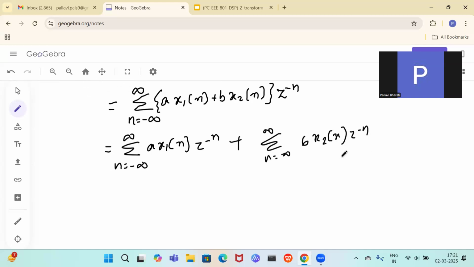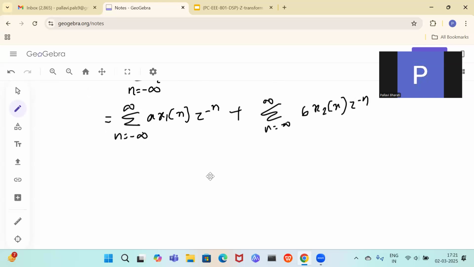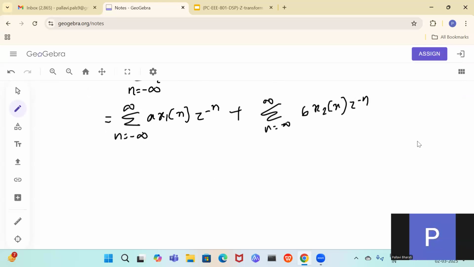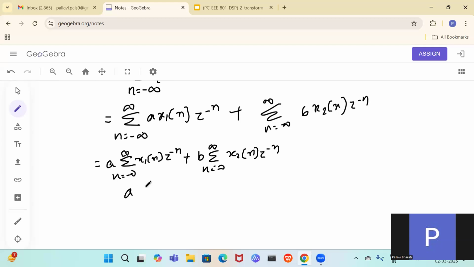Now this A and B you can take out of the summation. So what you can write is A times the sum over n from minus infinity to infinity of x1n into z to the power minus n, plus B times the sum over n from minus infinity to infinity of x2n z to the power minus n. This is the Z transform of x1n, so we will write it X1(z), and B X2(z). So this is how it is proved.